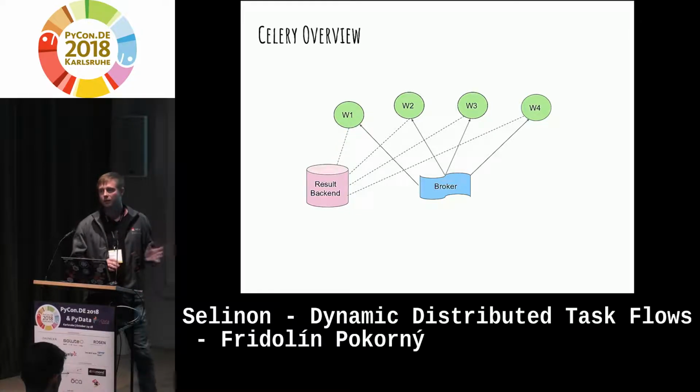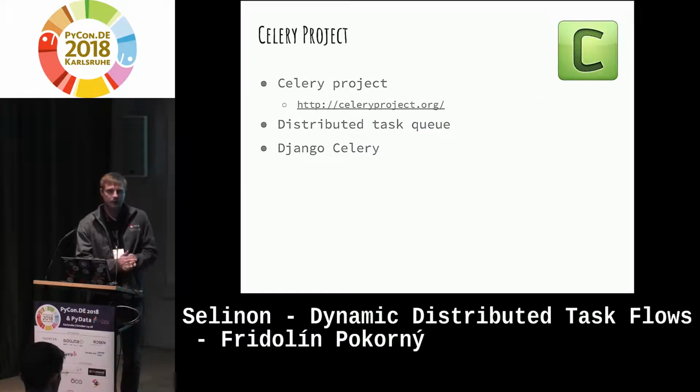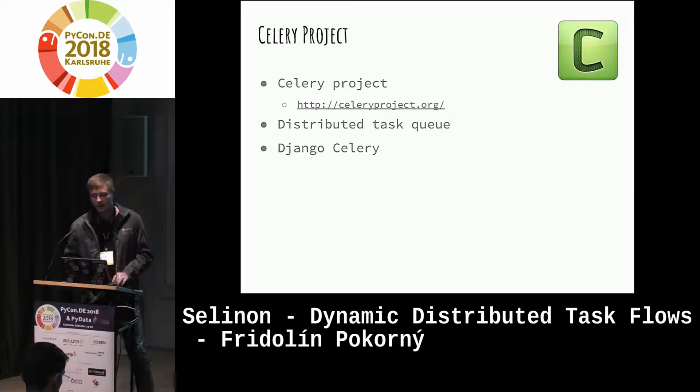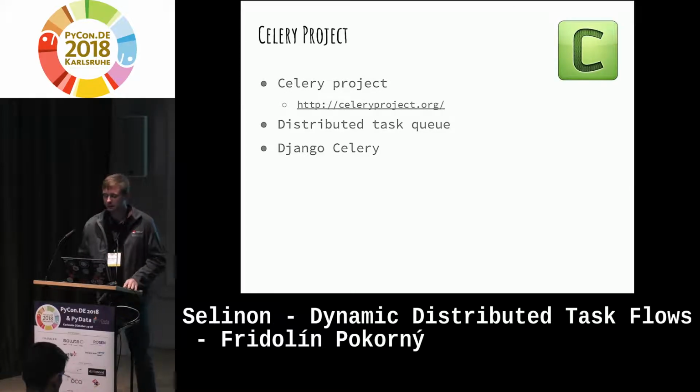Basically, this whole architecture is a very high level overview of Celery. And this terminology was brought by Celery. So there is result backend, message broker, workers. Celery is quite a popular project, and I think it's one of the biggest Python projects out there. It's quite a large community around it, and it's basically an implementation of a distributed task queue. You can find it used in many places. For example, Django uses Celery for background tasks.